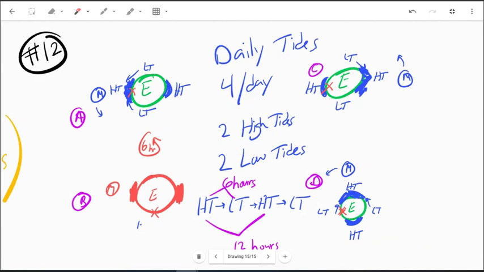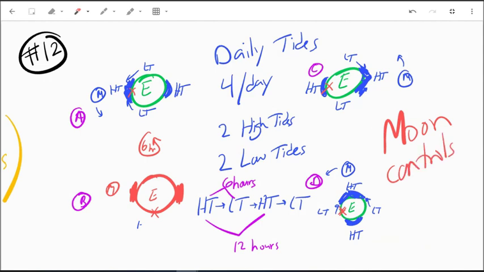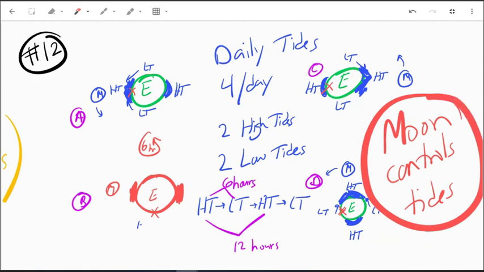Number 12. Moon controls the tides over the sun. The moon controls the tides. It determines high tide. It determines low tide. Even when we start talking spring and neap tide later on, the moon is the one that's setting high tide and low tide because the moon is closest. And gravity works by distance and then mass. Obviously, the sun is more massive, so it does have an effect, but the sun is so far away, the moon has the greater impact on the tides. Okay?